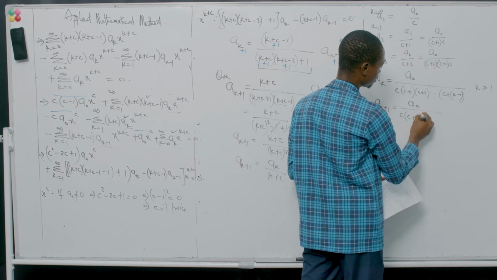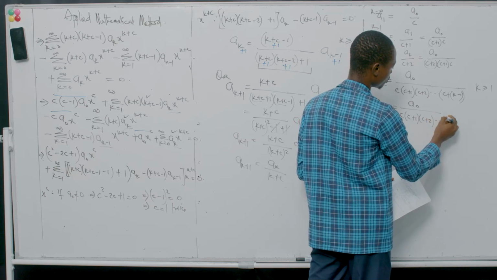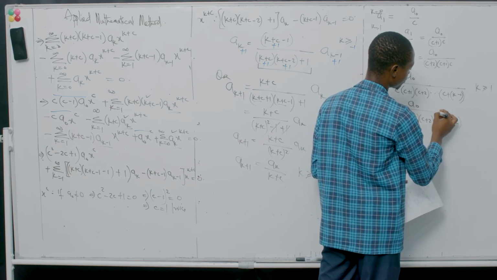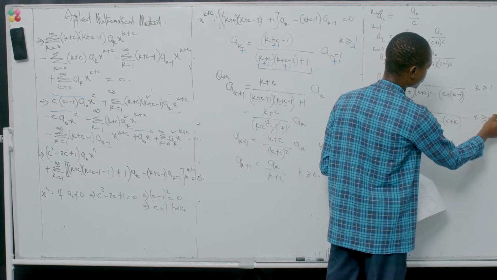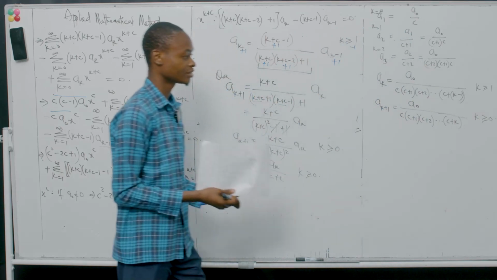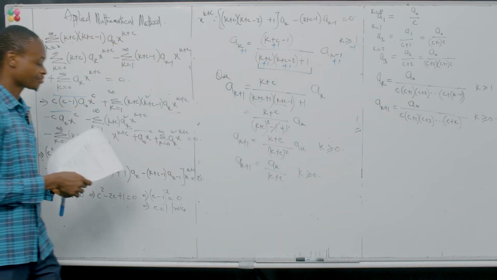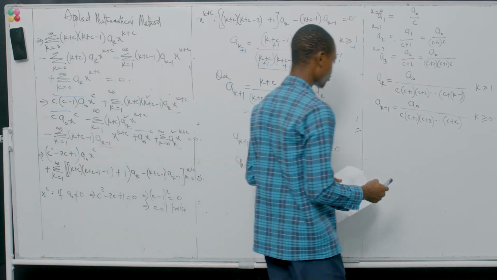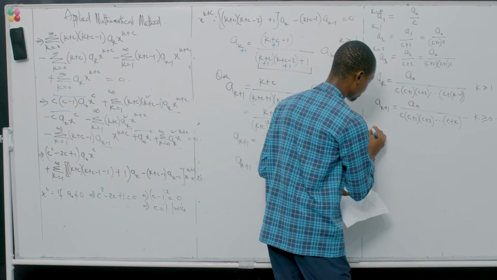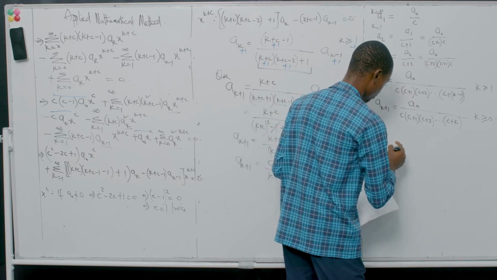C plus 1, C plus 2, C plus k, k starting from 0. So any one you decide to use is fine. That is very, very good. We have generalized. By extension, our Frobenius series is equal to what?